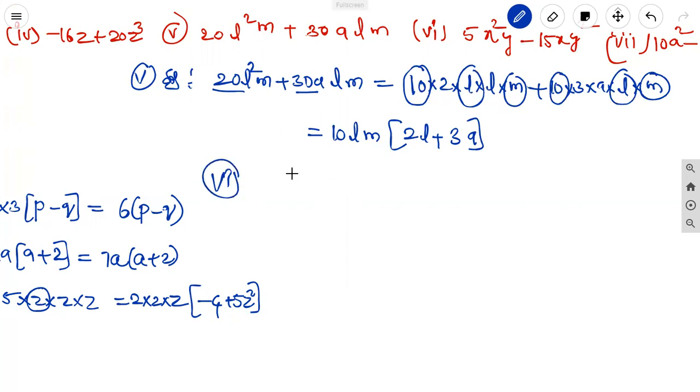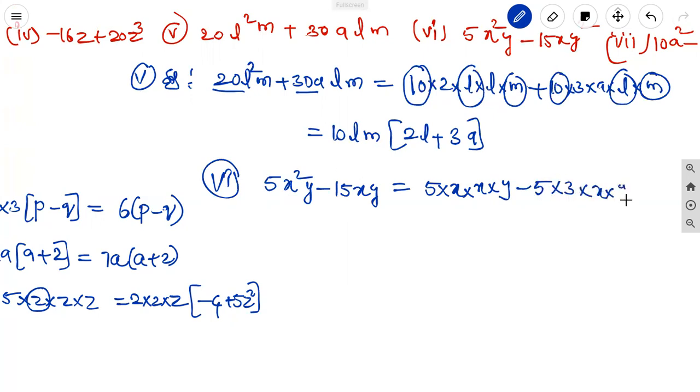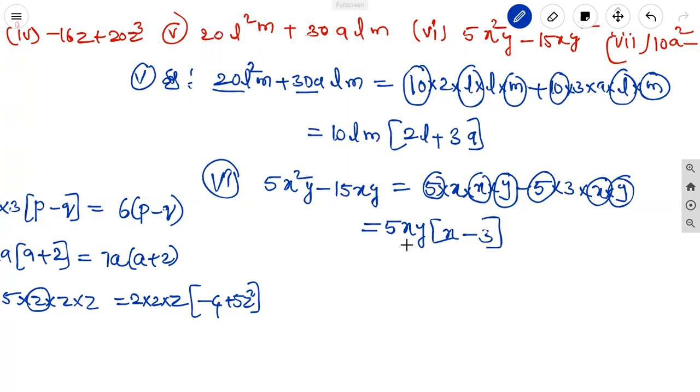Sixth one, 5x square y minus 15xy. 5x square means 5 into x into x into y, minus 15 means 5 3s are 15 into x into y. Here 5 is the common number, x is the common variable, and y is also a common variable. So we can take out 5xy, then x is the first term, remaining minus 3. Okay, this is the factorization of the sixth one.